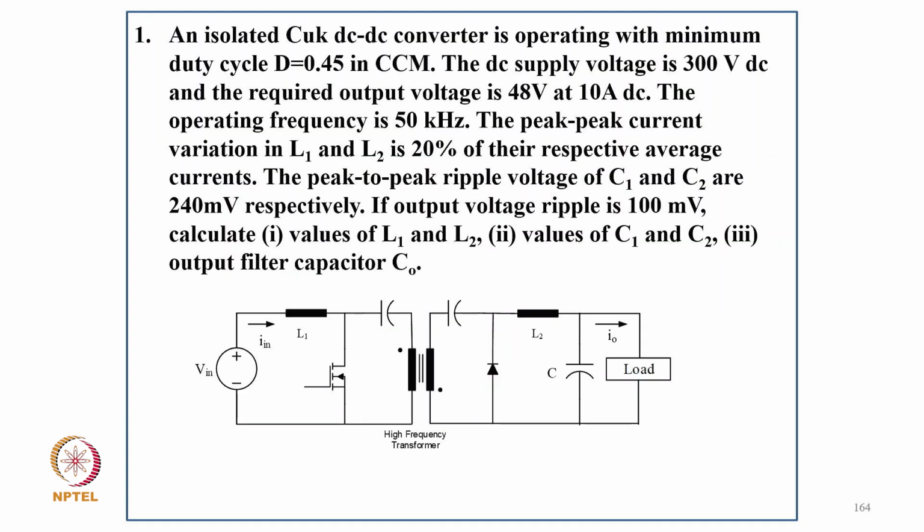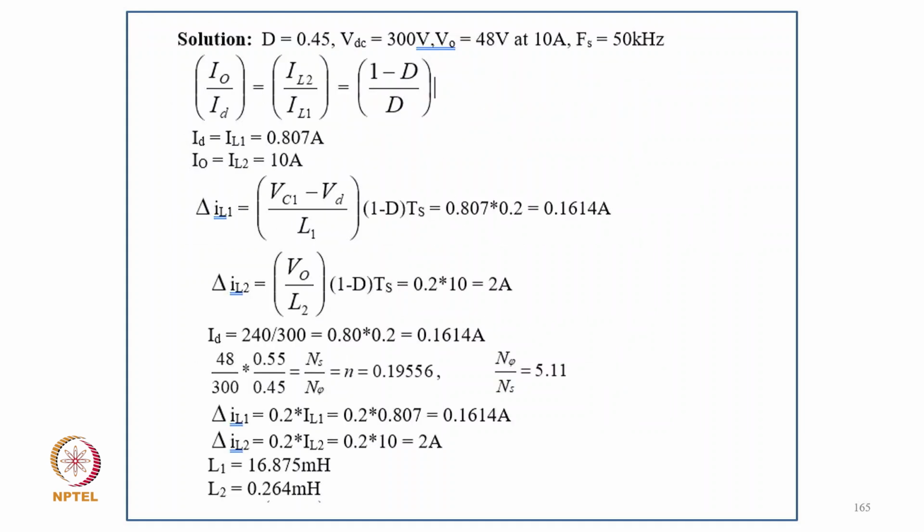Coming to the solved problem, the first solved problem is an isolated DC-DC converter operating with a minimum duty cycle of 0.54 in CCM. The supply voltage is 300 volt DC and required output voltage 48 volt at 9 ampere. The operating frequency is 50 kHz. The peak to peak ripple in L1, L2 is 20% of their respective average current. The peak to peak ripple voltage of C1, C2 is 240 millivolt respectively. If the output voltage is 100 volt, calculate the value of L1, L2, the value of C1, C2 and output capacitor.